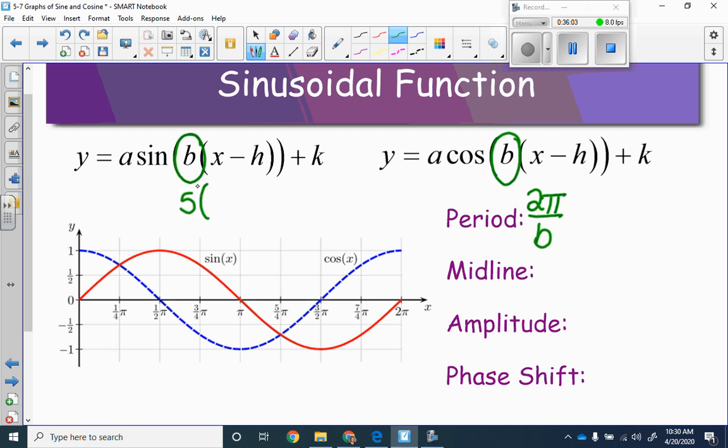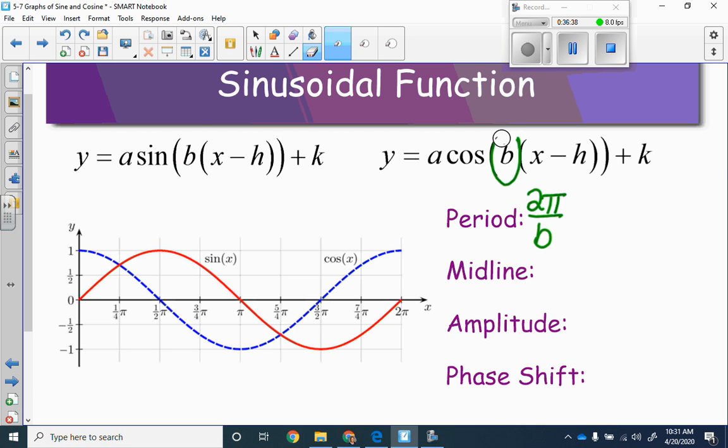So if I take 5 right here, that would be 1/5 of 2 pi. So that means that our period, which was 2 pi, would now be 2 pi over 5. So 1/5 of that. If I had b being something like 1/2, now remember, it's the opposite of that. It would be the reciprocal, so we would be doing a horizontal stretch by 2. And if I take 2 pi and divide it by 1/2, multiply it by its reciprocal, you would then get 4 pi. It would stretch it.